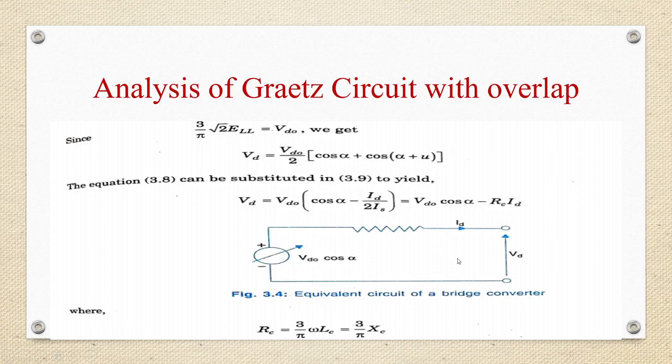Okay, this is the equivalent circuit of a bridge converter where RC is 3 by pi omega LC, that is 3 by pi XC. RC is called the equivalent commutation resistance. It is analogous to armature reaction in DC machines in the sense that it only represents a voltage drop and it is not a power loss. Equivalent circuit of bridge rectifier is shown in the figure.